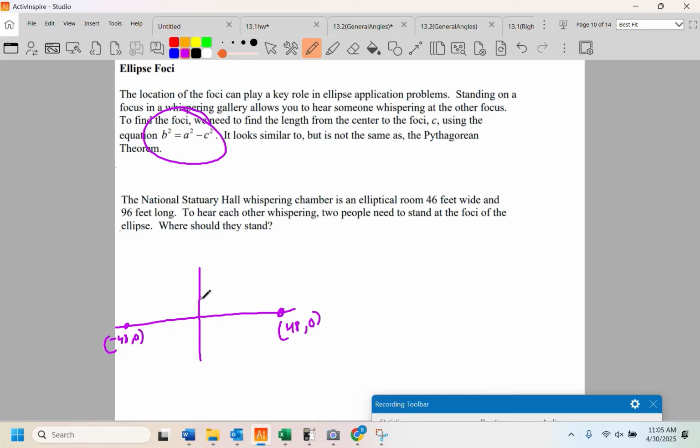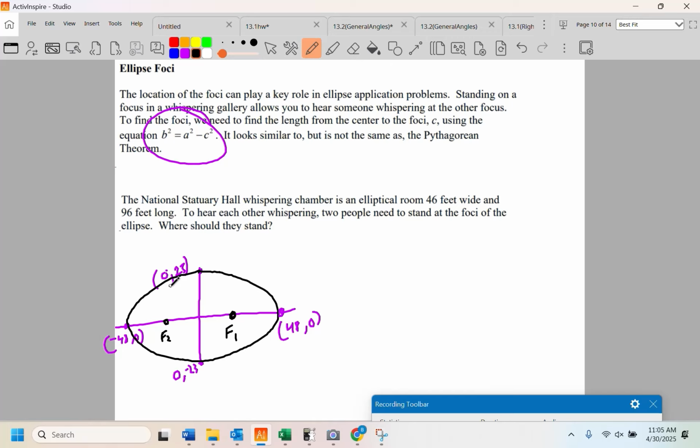And it said it was 46 feet wide, so it's going to go up to 23. And I should be saying (0, 23). And it's going to go down to (0, negative 23). Now this is what it would look like. And the question is where are the 2 foci? We usually call them foci 1 and foci 2. Where are they? Okay, that's the real question.